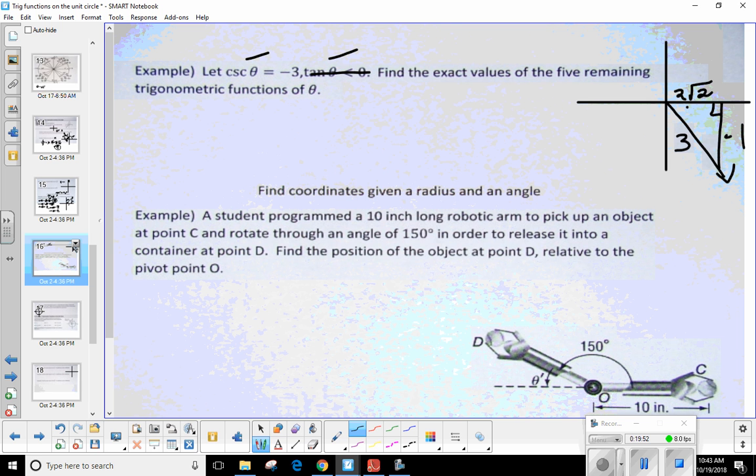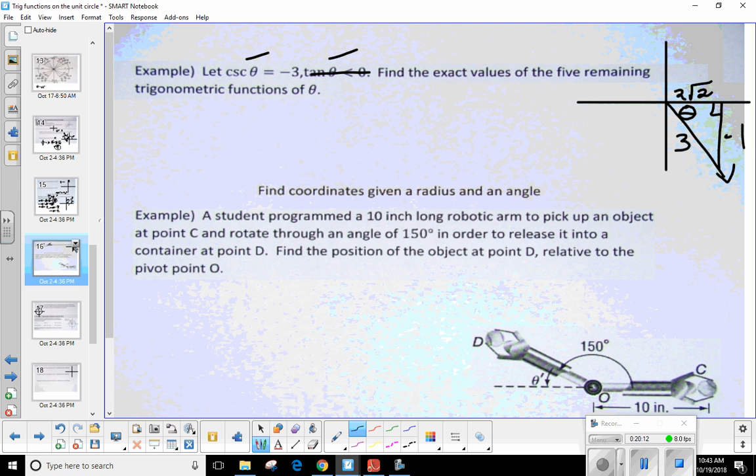And then theta. Again, we have no idea what theta's measure is, and that's fine, but it's my reference angle. Does anybody want me to walk through how I got 2 square root of 2? Everybody okay with that? And then from here, again, use the triangle. Go ahead and find all those trig functions.